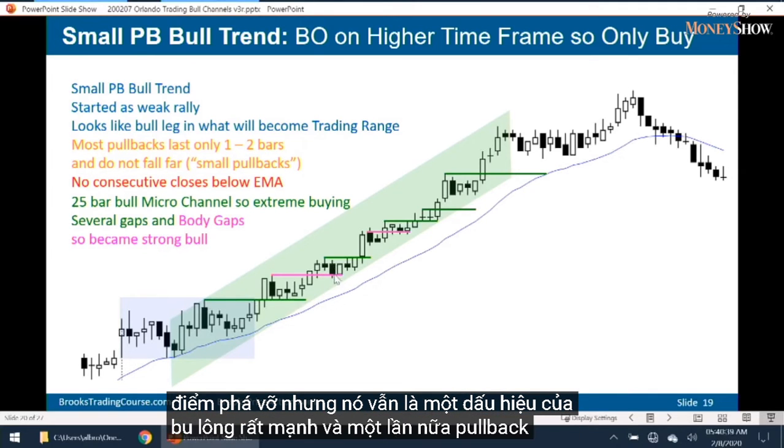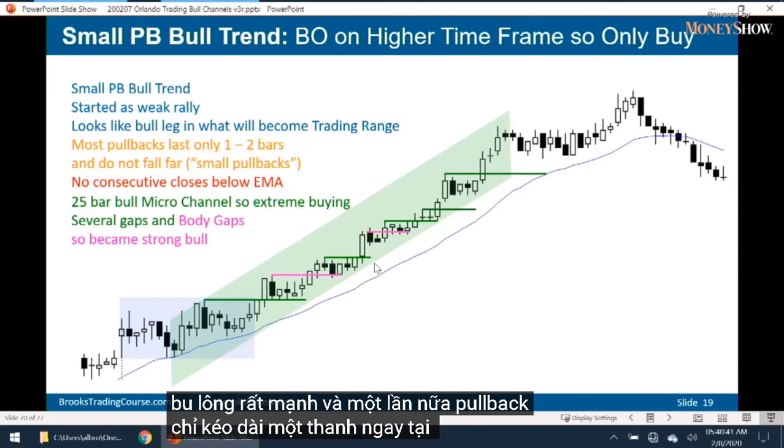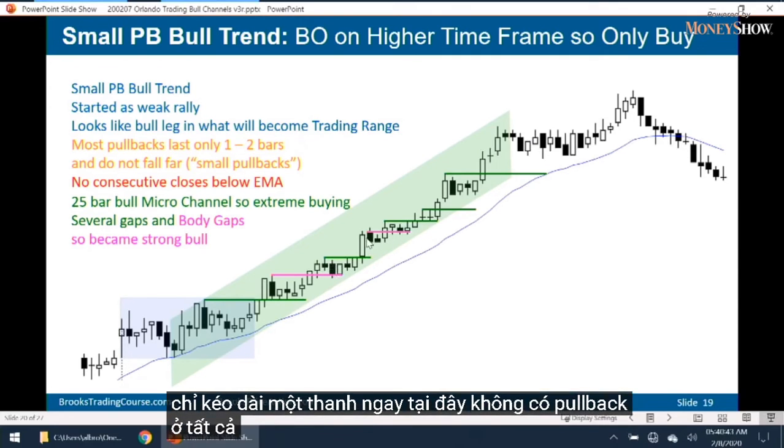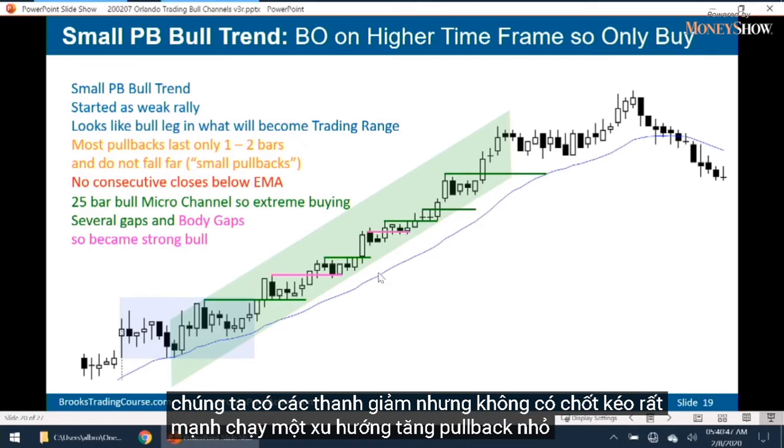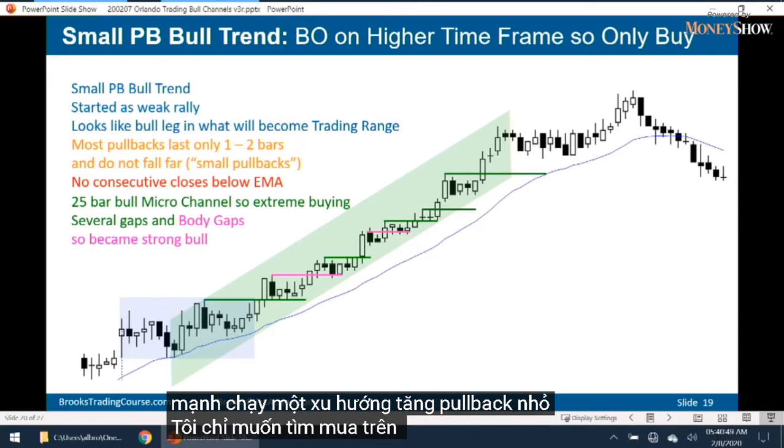And again, a pullback lasting only 1 bar, right? Here, no pullback at all. We have bear bars, but no pullback. Very strong bull trend, a small pullback bull trend. I only want to look to buy.